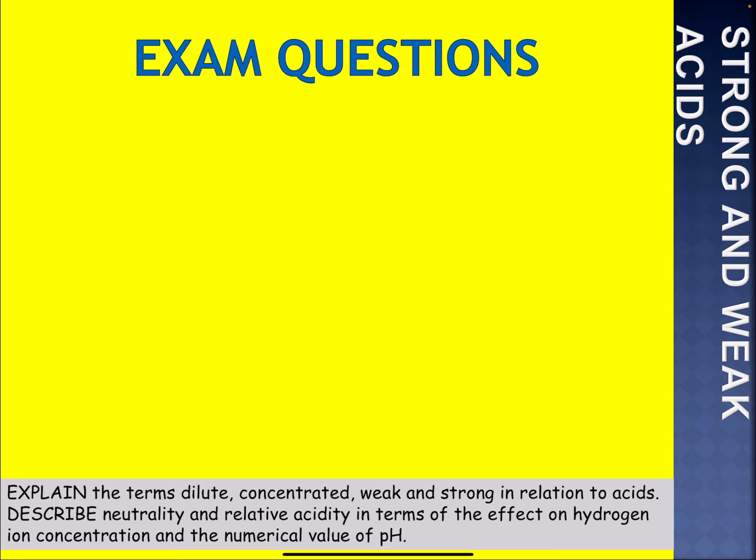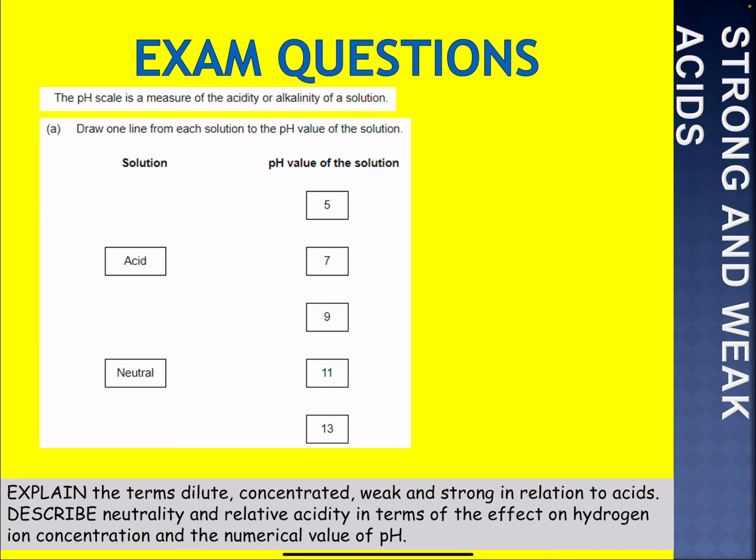Okay. Let's try some exam questions. The pH scale is a measure of acidity or alkalinity of a solution. Draw 1 line from each to the pH value of the solution. Let's see how you did. So acid, pH 5, neutral, pH 7. Moving on.